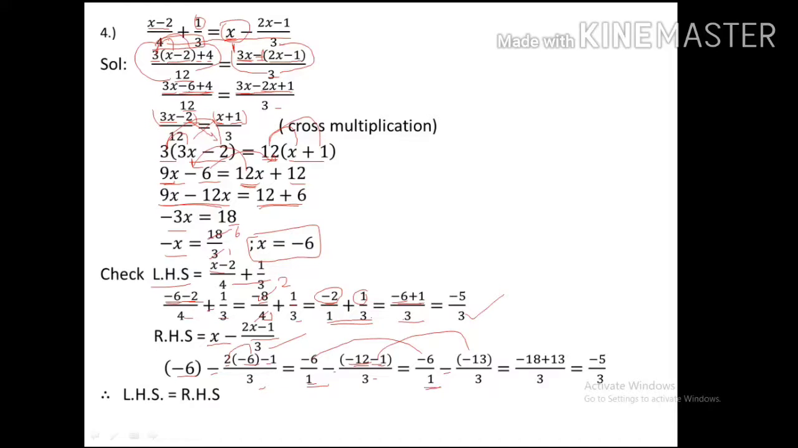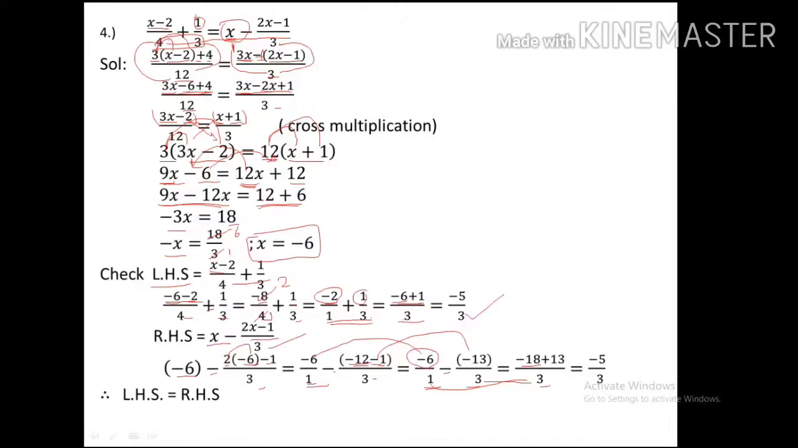Now the LCM of 1 and 3 will come 3. Now when 3 is divided by 1, it will come 3, and 3 is multiplied by minus 6, it will come minus 18. Now 3 is divided by 3, it will come 1 as a quotient, and 1 is multiplied by minus 13.